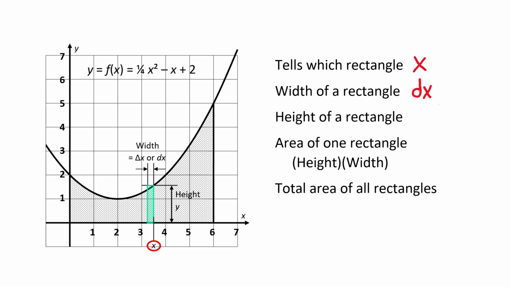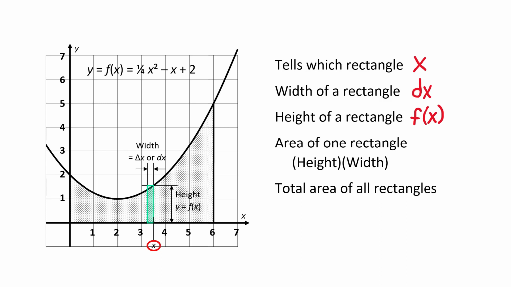Since we are integrating with respect to x, we write everything in the problem in terms of x. So we need to write y in terms of x. We use the function for the curve y equals f of x. That is 1/4 x squared minus x plus 2.